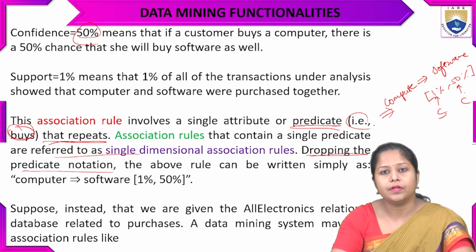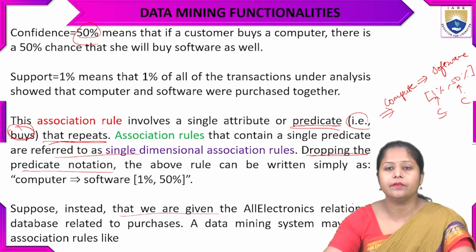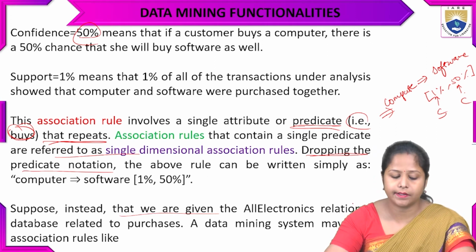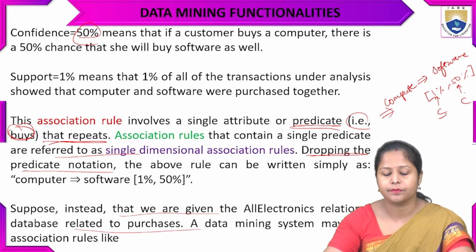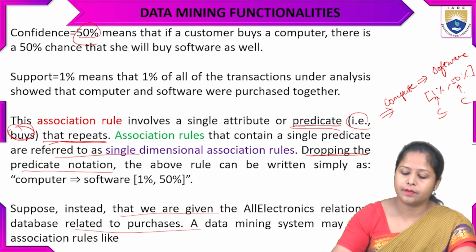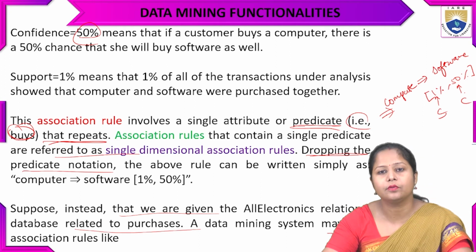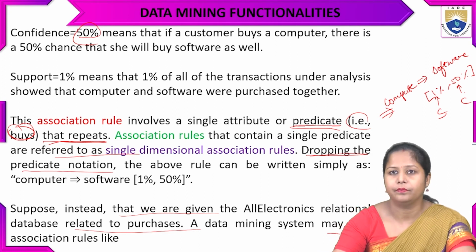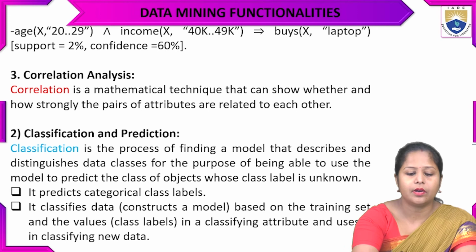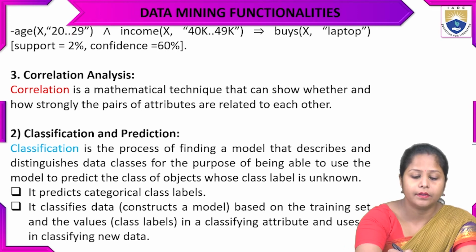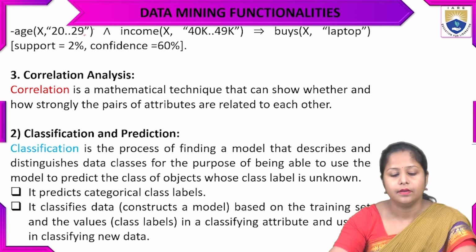Suppose instead that we are given the AllElectronics relational database related to purchases. A data mining system may find association rules like age(x, "20 to 29"), right?